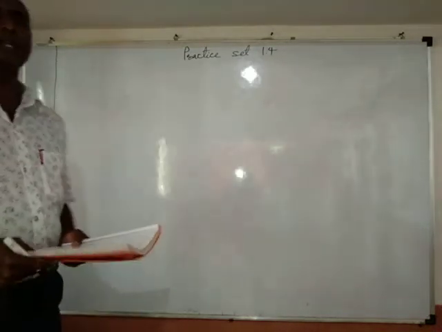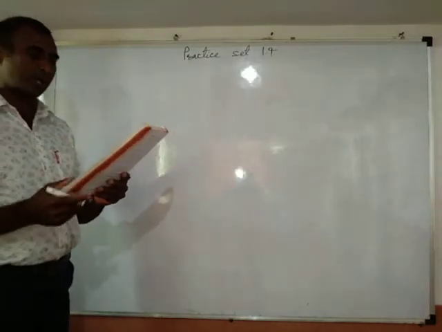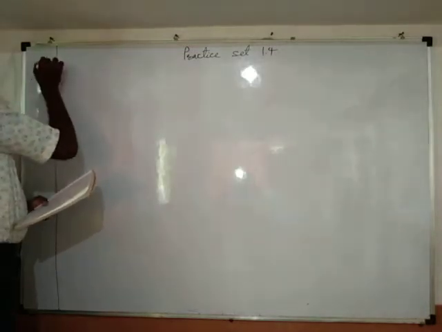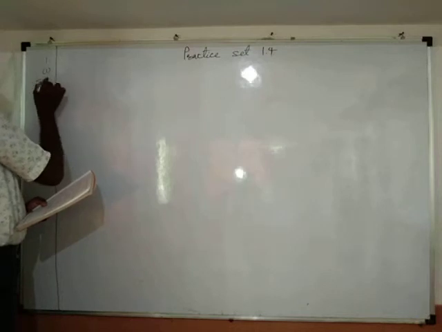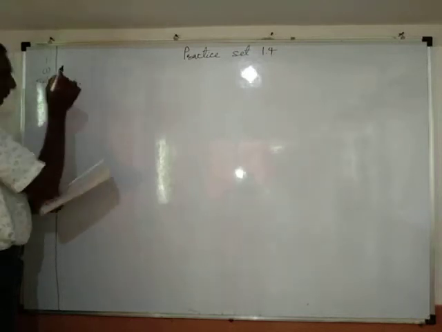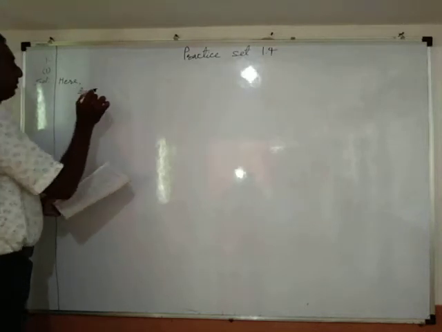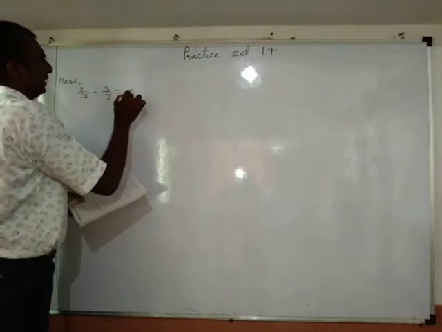Hello, now let's solve practice set 1.4. Question first. Solve the following simultaneous equations. Question first, sub-question first, solution. Here, 2 upon x minus 3 upon y equals 15.